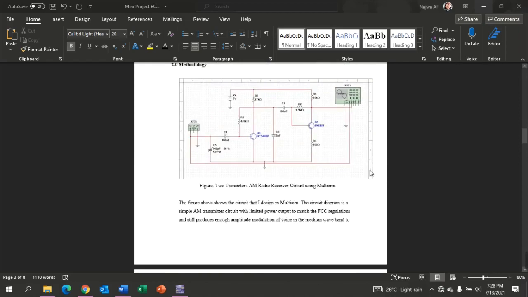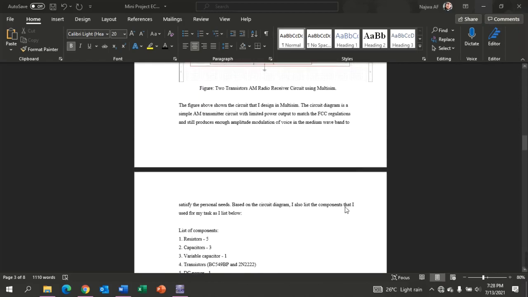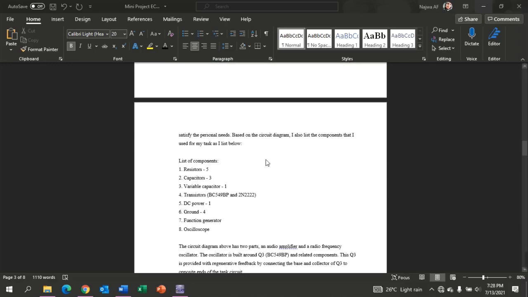Based on this diagram, I also list the components that I use for this mini project. The components that I use are 5 resistors, 3 capacitors, 1 variable capacitor, 2 types of transistor, and this one DC power, 4 ground, and to give it the power, I use function generator, and for the output, I use oscilloscope.